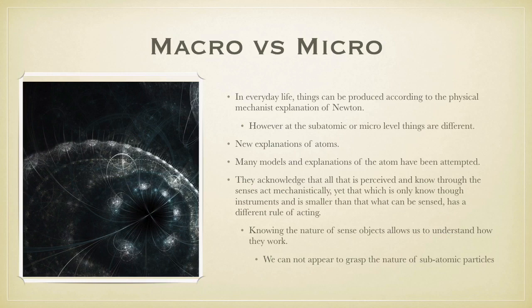The Aristotelian would say, we know sense objects because we know their natures, and it is from a knowledge of this nature that we understand how they work and function. Though we can grasp the nature of things on a macro level and predict their motion with great certainty, we cannot appear to grasp the nature of things on the subatomic level. These particles do not always behave in accord with the way we understand their nature.